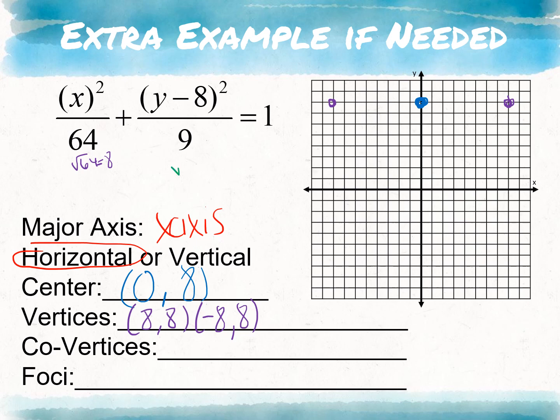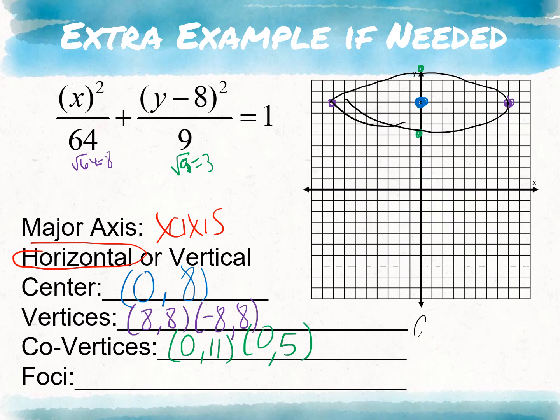Covertices. The square root of 9 is 3, so we're going to go 3 in each direction. That means my covertices exist at 0, 11 and at 0, 5. You could create your sketch, of course. Yours is going to be so much better than mine. Connect those dots. Foci need to be somewhere in here, right? That's what we're expecting them to be.